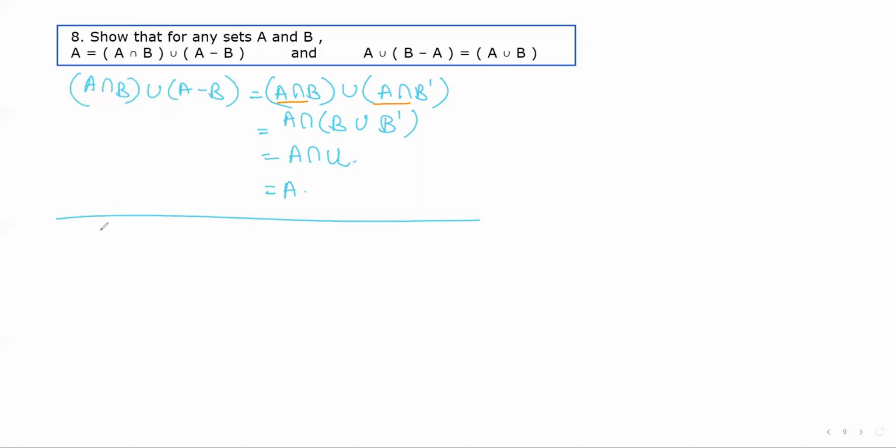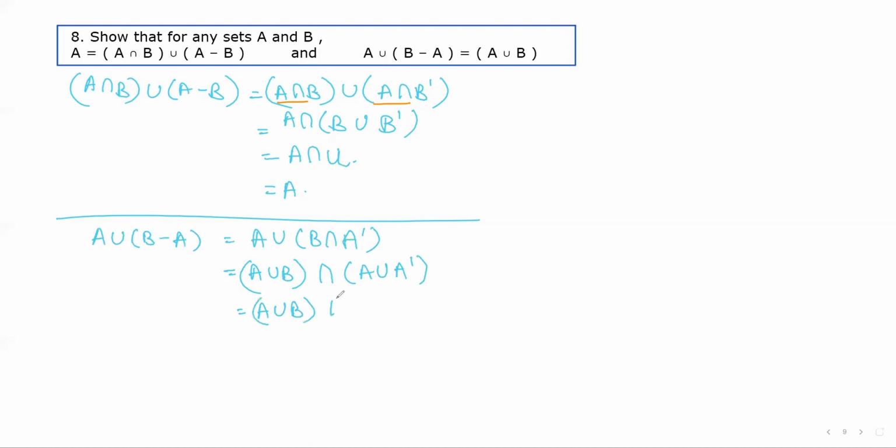In the second part, let's start with LHS. A union B minus C. This is equal to A union B minus C, which can be written as B intersection A dash. This is equal to A union B intersection A union A dash. This is A union B intersection A union A dash, which is equal to U, the universal set, and A intersection A union B united, common between this and the universal set is A union B itself, which is your RHS.